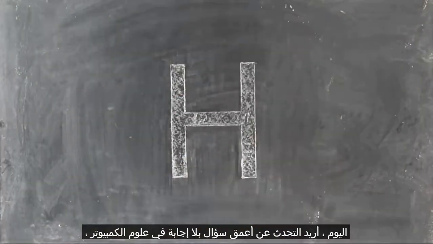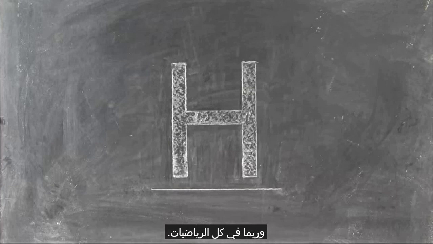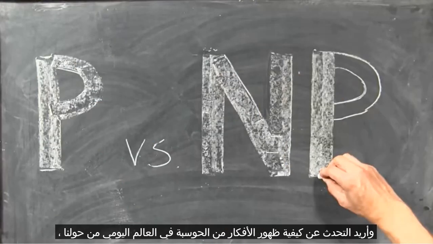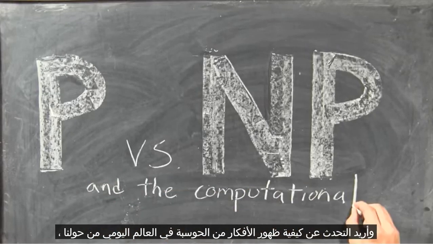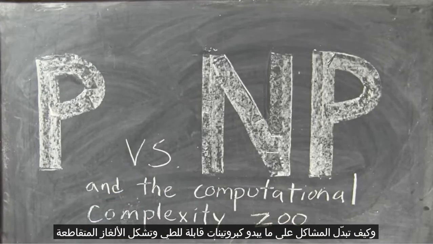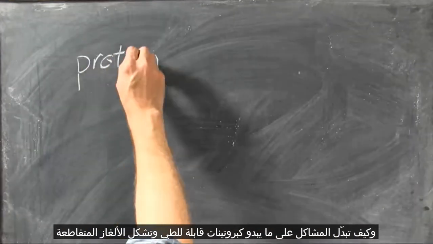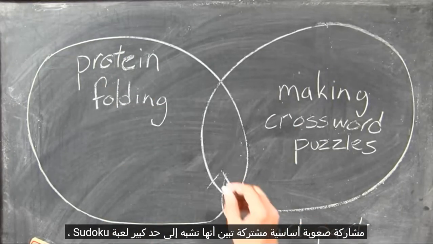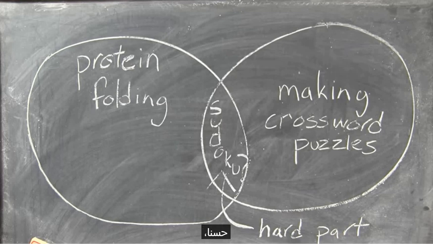Today I want to talk about the deepest unanswered question in computer science, and maybe in all of math. A problem called P versus NP. And I want to talk about how ideas from computing show up in the everyday world around us, and how problems as seemingly disparate as protein folding and making up crossword puzzles share a common core difficulty that turns out to be a lot like Sudoku. Well, okay, basically it is Sudoku.